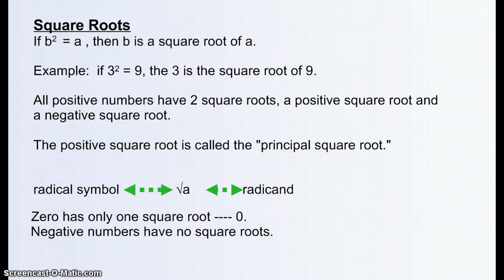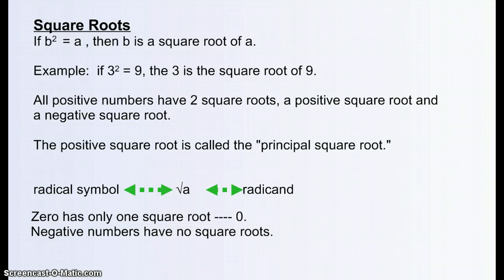This is lesson 2.7, finding square roots. This is the definition of a square root. If b squared equals a, then b is the square root of a. That is, b times b equals a. So for example, if 3 squared equals 9, then 3 would be the square root of 9. 3 times itself equals 9. Therefore, it is a square root.